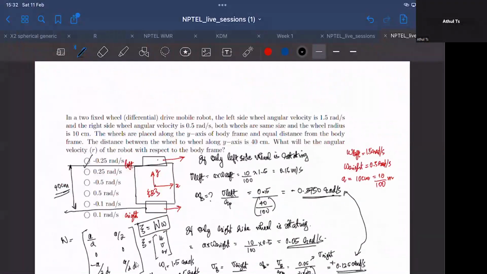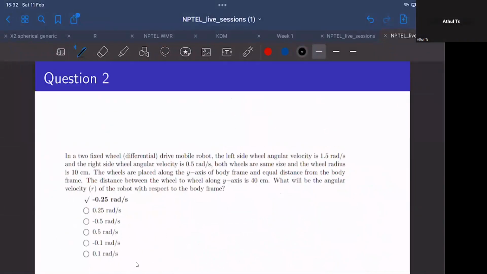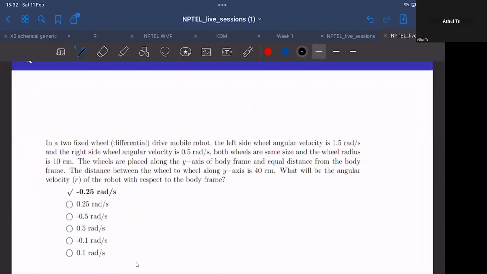So I hope this is clear. If you have any doubt, please ask. Please let me know. Yeah, so the answer is indeed 0.25 radians per second.